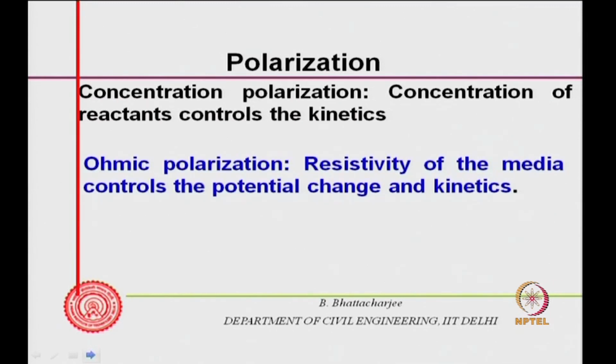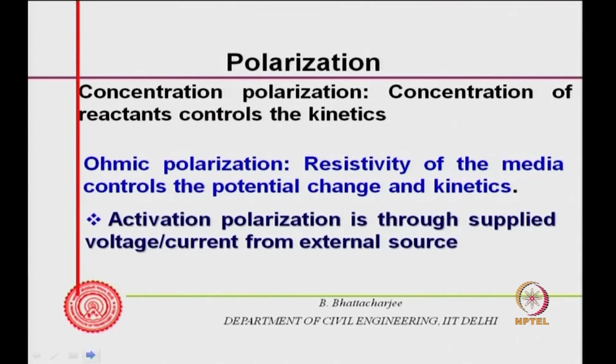If there is a corrosion anode and cathode in the corrosion cell, and the resistivity within that media is high, then the current passing would be relatively less, and the IR drop across the resistance will be less, right. So, the corrosion current will be controlled by the resistivity or resistance of the media, and that is ohmic polarization. But sometimes I might apply voltage or current from outside, and that is called activation polarization, and that is used to study or measure corrosion rate, and so on.